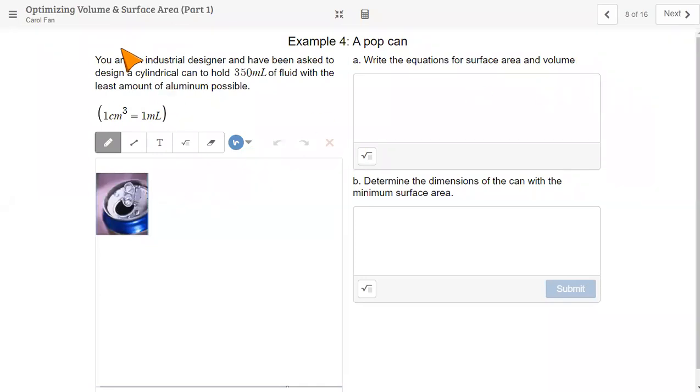Okay, the last example that we have: we're an industrial designer and you've been asked to design a cylindrical can that holds 350 milliliters of fluid with the least amount of aluminum possible. So let's just first do the conversion. 1 centimeter cubed is equal to 1 milliliter. That means the volume that we're working with is 350 centimeters cubed.